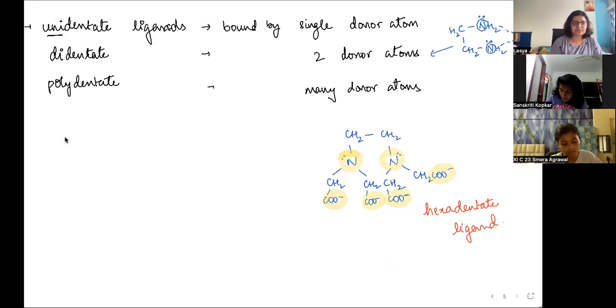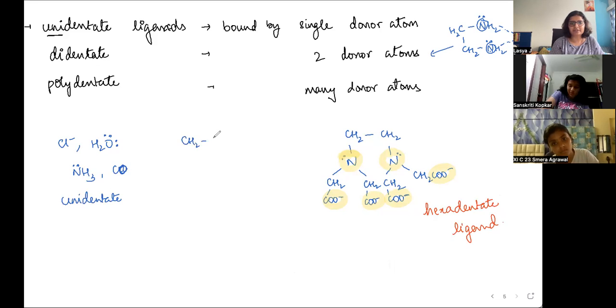To give more examples, unidentate में chloride ion, H2O जिसमें only oxygen has lone pair of electrons, ammonia which has single thing. So all of these are unidentate. Even carbon monoxide is unidentate. So didentate में you have ethylene diamine. Even oxalic acid comes under didentate.